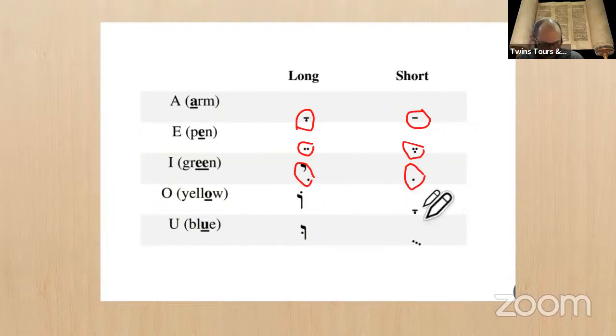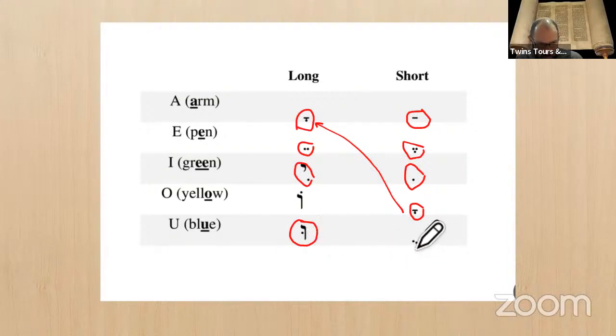Then if it's like this, we say Kametz Katan. I know it looks similar to this, but within the experience, you can differentiate between the two vowels. And the last vowel, U, Shorek. If it's in the center, we say U. And this is the Kibbutz, short U.